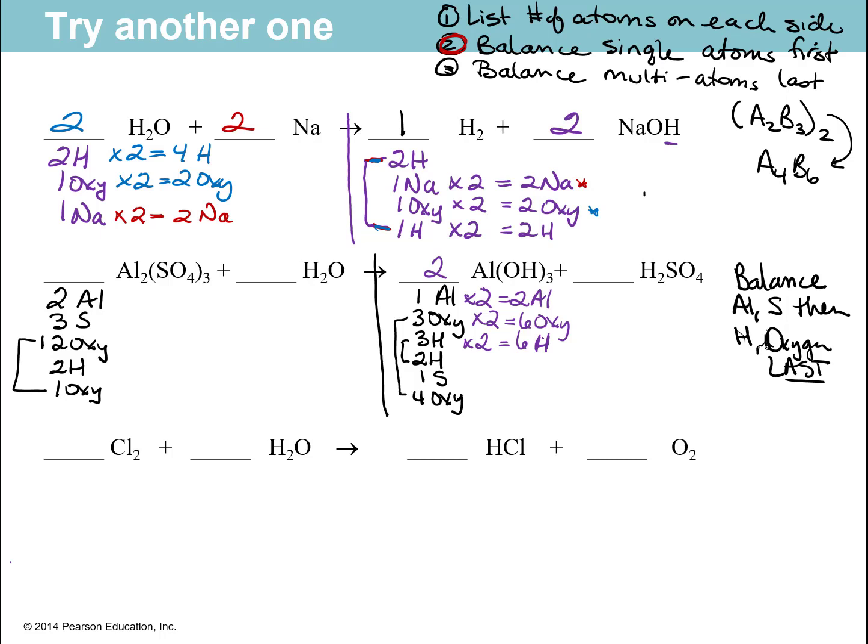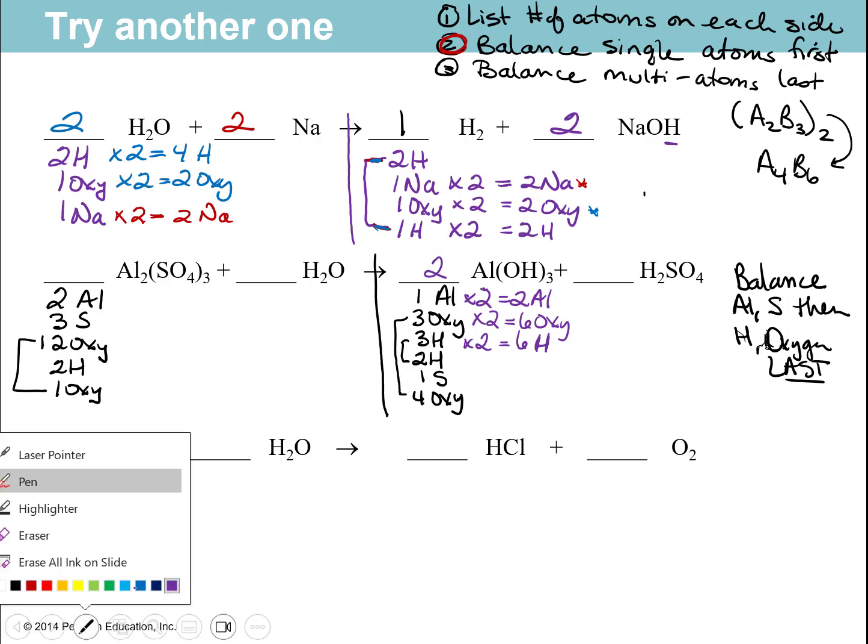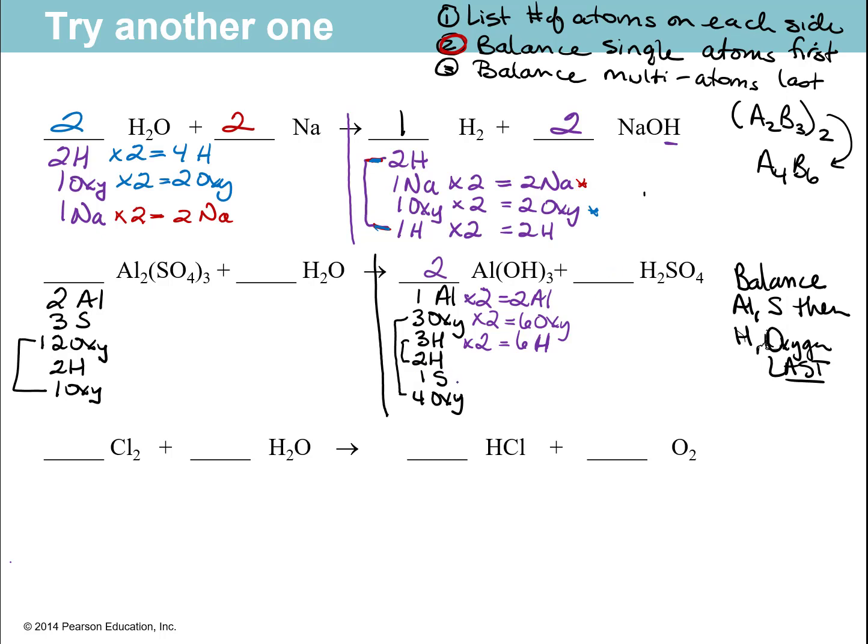So my aluminums are balanced. What's the one I want to balance next? Sulfur, right? You see sulfur is only in one place on either side. Which side do I change? The right. So what do I have to multiply the sulfur by? 3. That means a 3 goes up here. Whatever I multiply by to balance, it has to go up on that coefficient. And that means now I have to multiply the hydrogen times 3, giving me 6 hydrogens here, and the oxygens by 3, giving me 12 oxygen. So I did the aluminum, I did the sulfur.